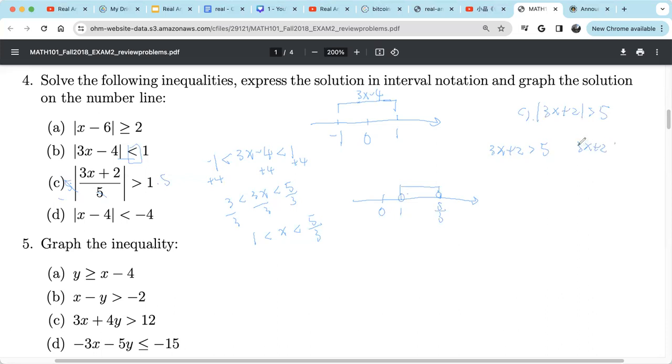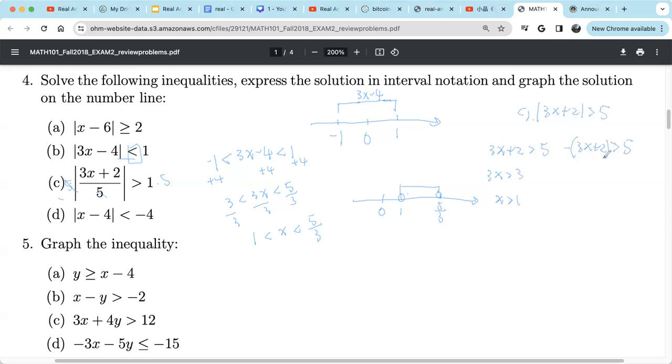2. Maybe we could think this way. Maybe you think, okay, this can be negative. If it's negative, the absolute value is positive, so we put a negative before the negative. That's greater than 5, right? Let's see if this is easier for you to understand. So solve for the first one, we get 3x greater than 5 minus 2, 3x greater than 1.